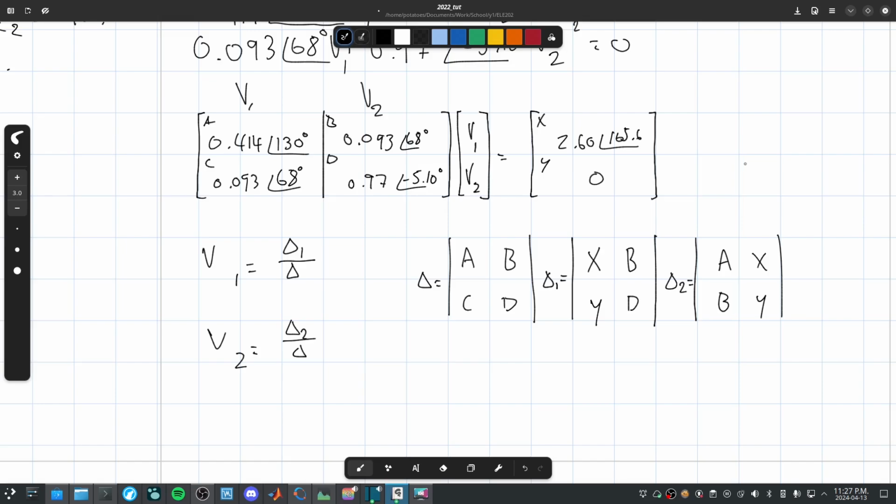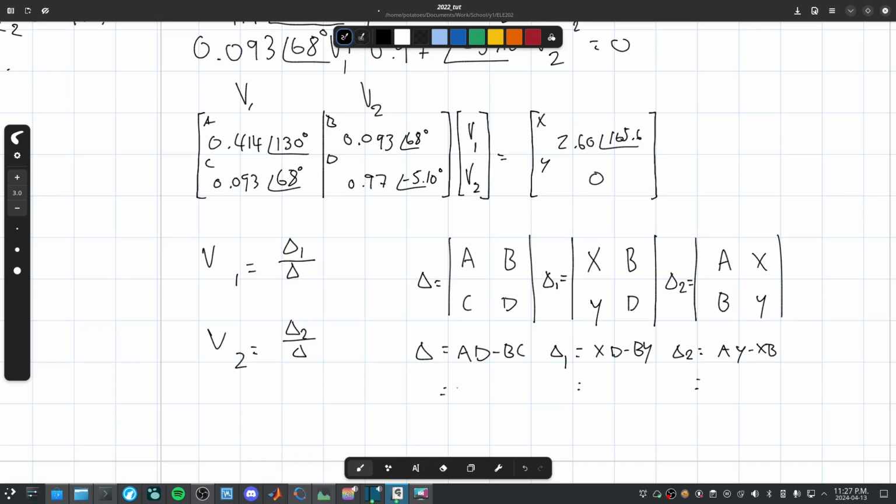Now, you already know how to find the determinant of a 2x2 matrix. It's crisscross applesauce. So the determinant is equal to AD minus BC. Determinant 1 is equal to XD minus BY, and determinant 2 is equal to AY minus XB. We're going to skip the calculations part because that's just a waste of time.